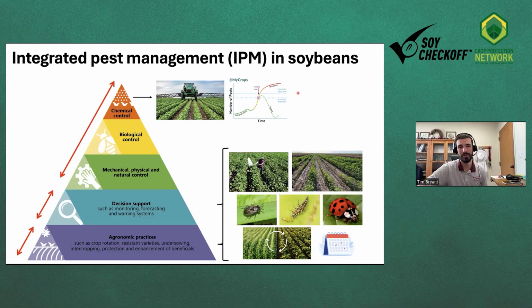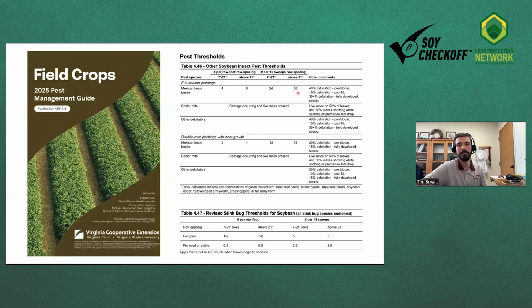So there's economic thresholds for all these different pests. Sometimes it's based on a number of insects. In the case of a lot of our defoliators, it's based on the amount of feeding that the insect has done. And these are pretty well established in a lot of cases for most of these pests. And these are things that we push all the time. And we have things like our field crop pest management guide that lays out all these different thresholds in different scenarios. Double crop, full season beans, these are defoliation thresholds, our stink bug thresholds.